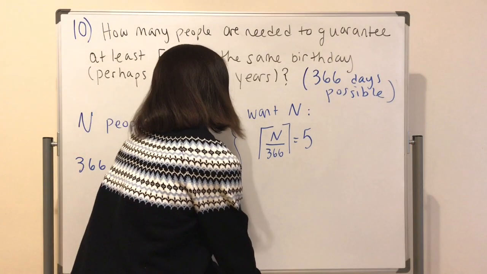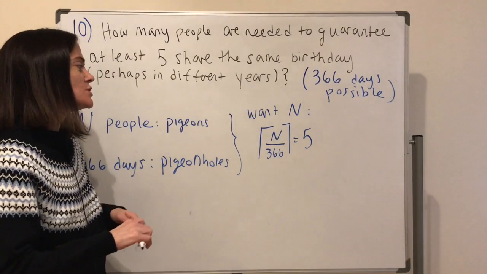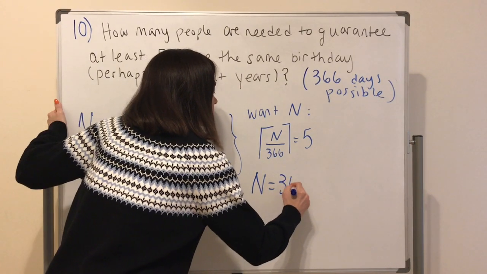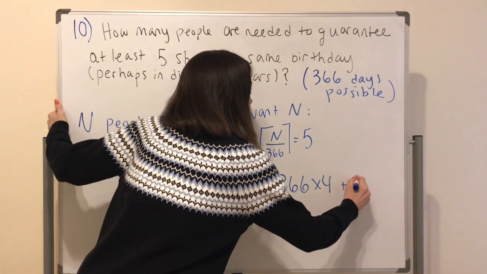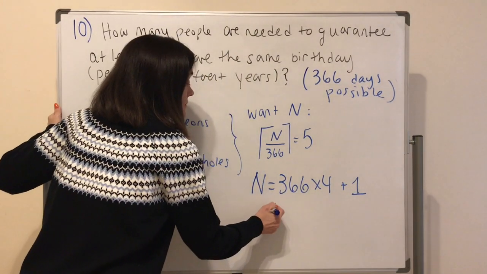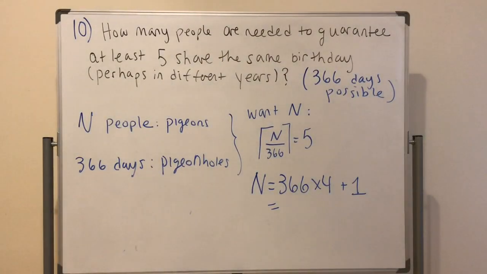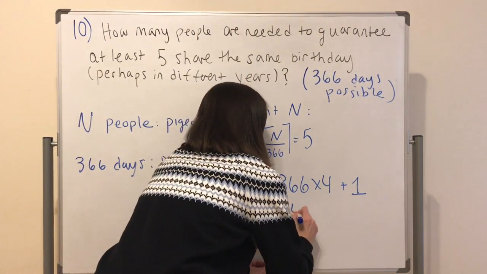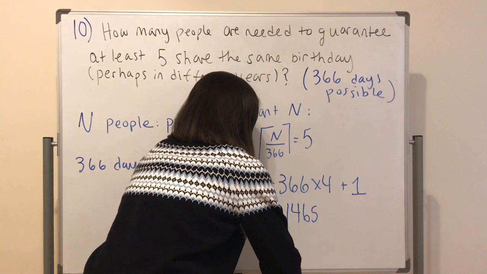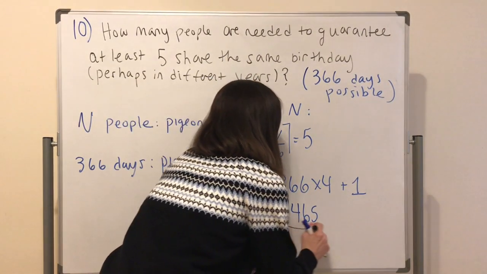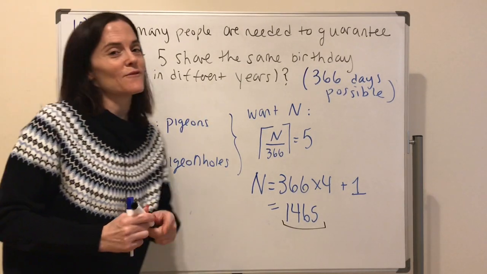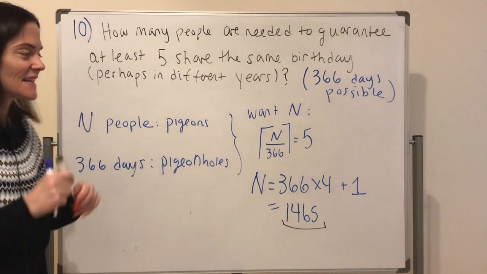Okay, well, all you need to do is solve for N. You can just take N to be 366 times 4 plus 1, and now I need to look, because this is arithmetic I don't do in my head. I have 1465 as our capital N. You could check that with your calculator: take 1465 over 366, and you will get 4 point something small. If you take the ceiling, it would be 5.